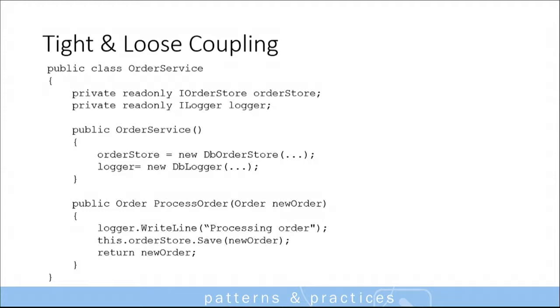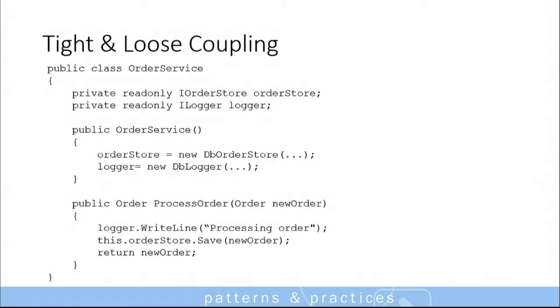Also, you have this implied lifetime management here. In this case, the order service is creating an instance of these two dependent services and is holding a reference to them for the lifetime of the order service. Well, the DB order store and DB logger may have some startup costs. You may not want to pay them every time you create an instance of order service. You may want to create an instance of the order store and hold on to it like a singleton and pass it to every client that needs it, right? So there's that coupling there.